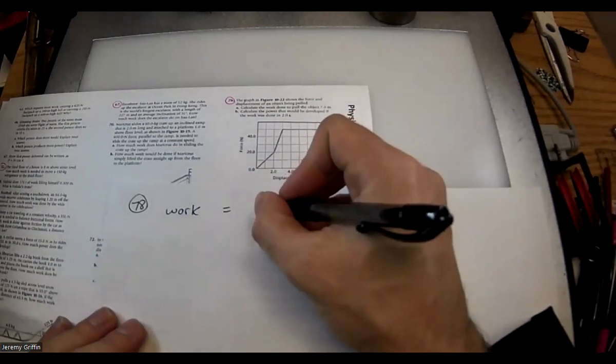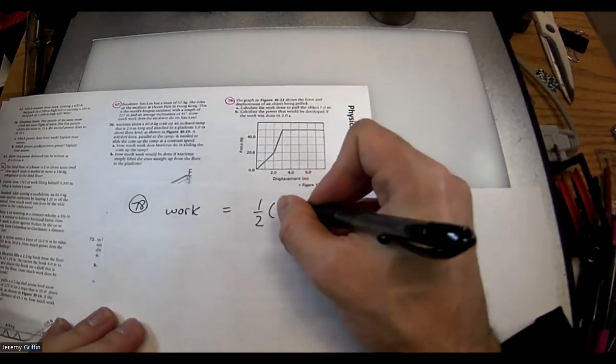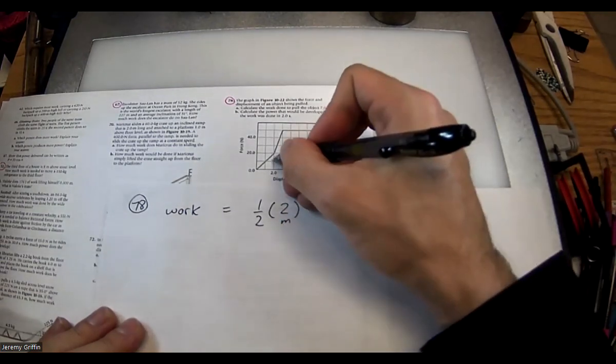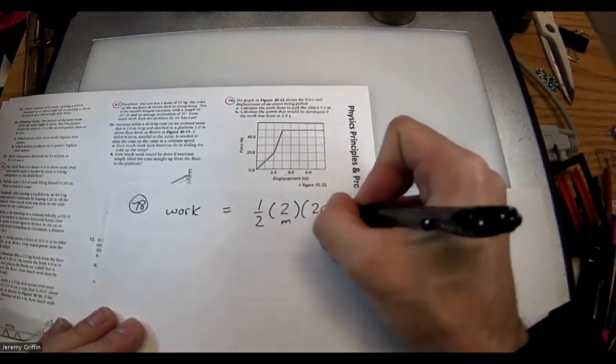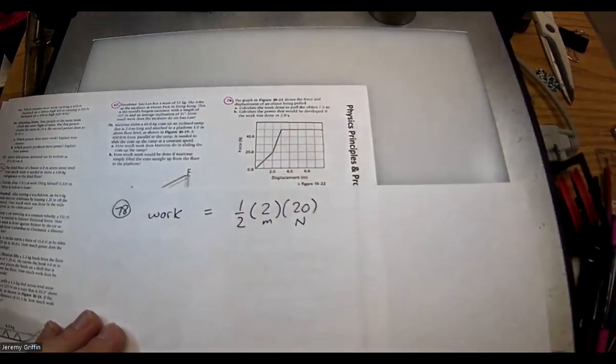One-half base height for the area of a triangle. So the triangle is 1/2 times a base of 2 meters times a height of 20 newtons. Okay, so that's just this little bit right here, 1/2 base height for the triangle.